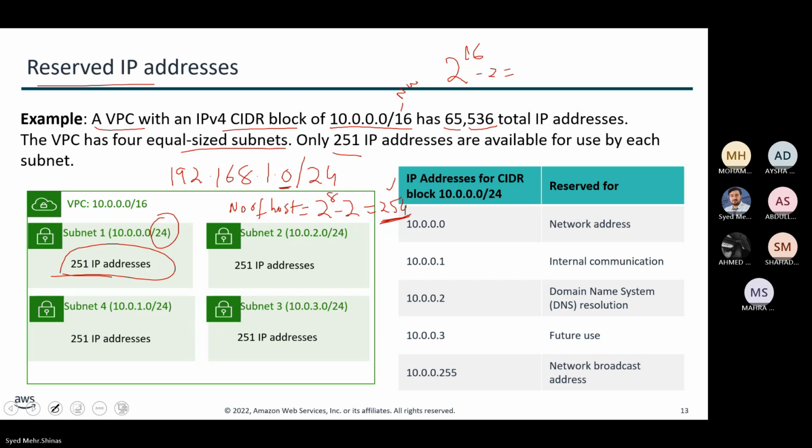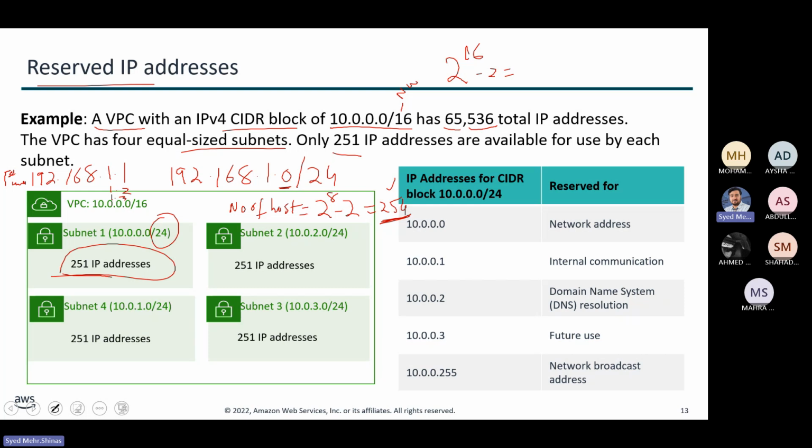Why is it reserved? Let's suppose the first address is 192.168.1.1. What is the first usable IP for this network? I will write it here. The first usable IP is 192.168.1.1, the second usable IP is 1.2, and the third usable IP is 1.3.